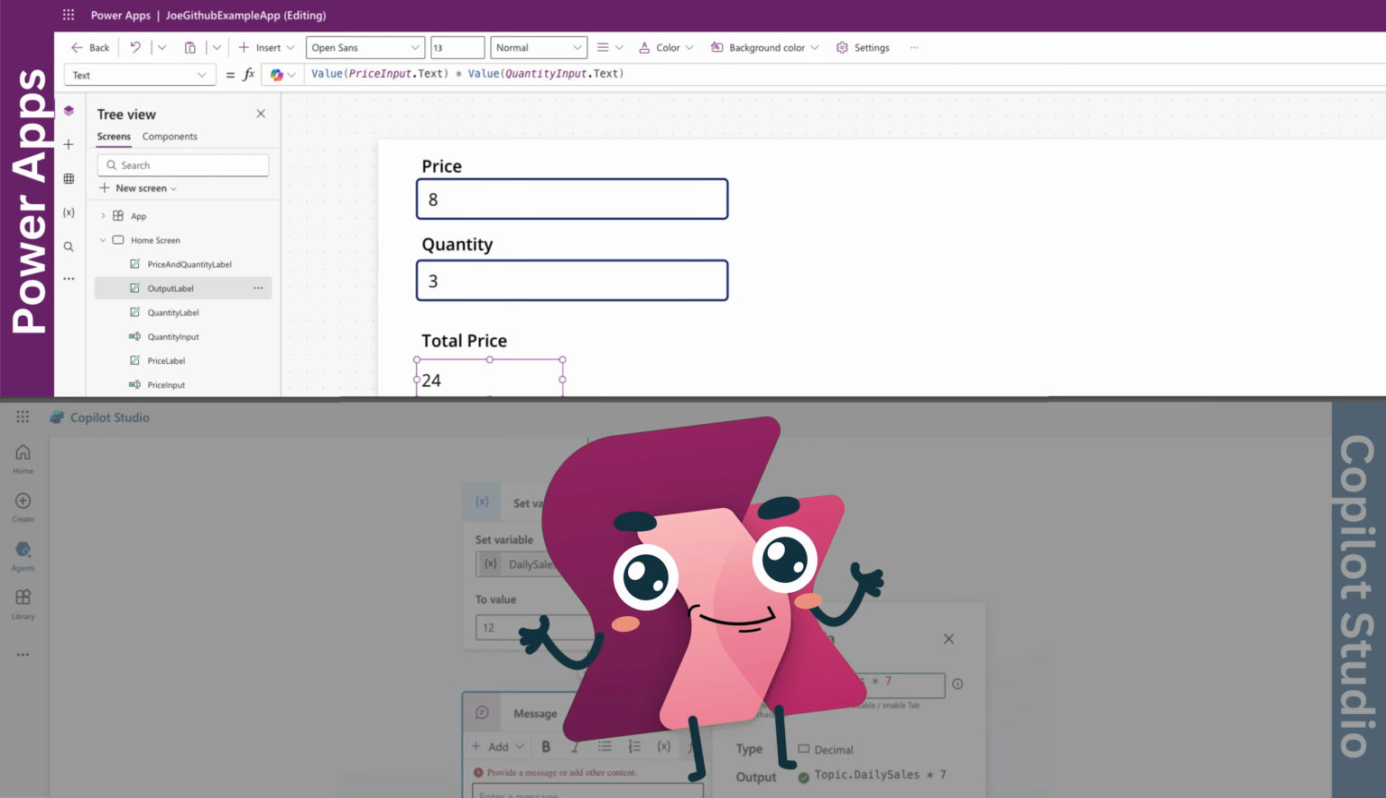If users enter a price and a quantity in two text inputs, you'd write Value(PriceInput.Text) * Value(QuantityInput.Text). This multiplies the price by the quantity to give us the total cost. You can even use it for percentages, like applying a 10% tax by multiplying the total by 1.1.